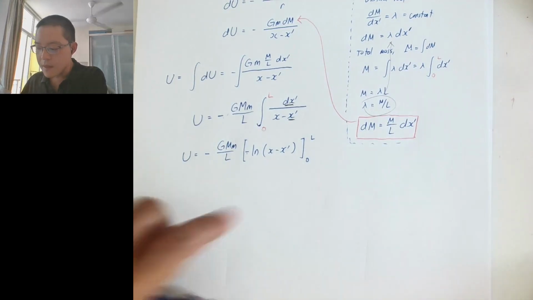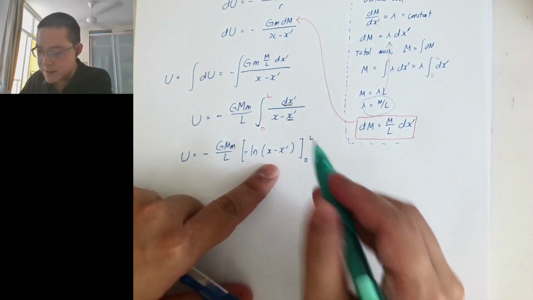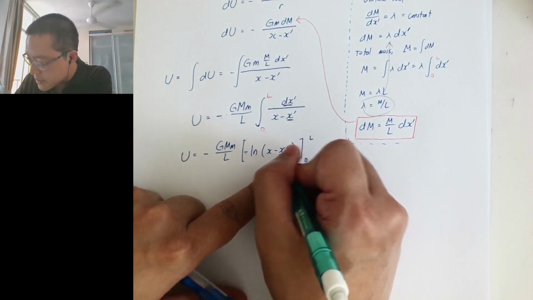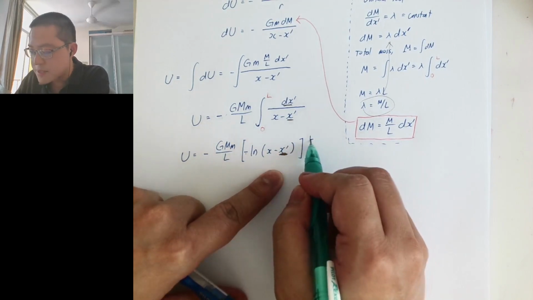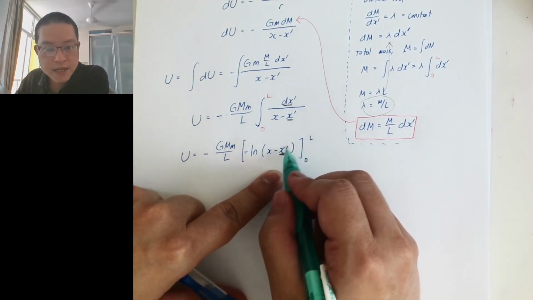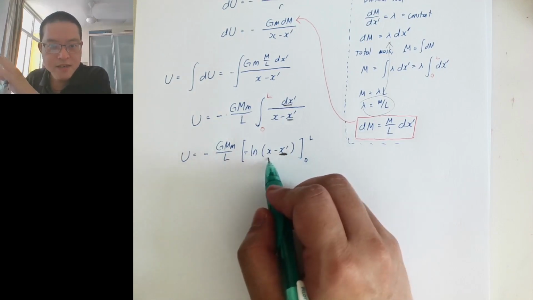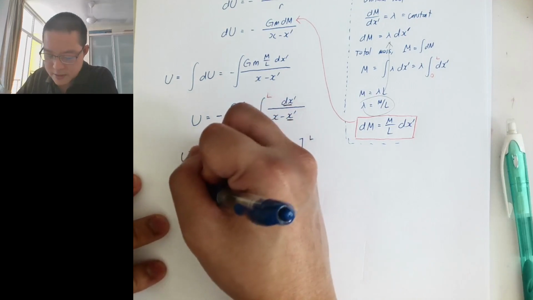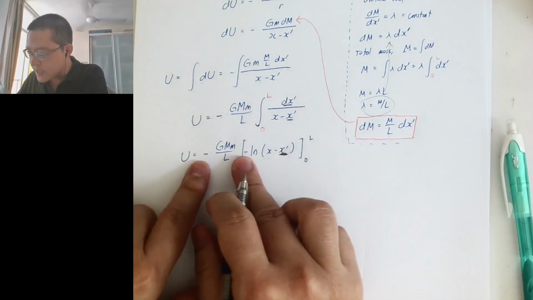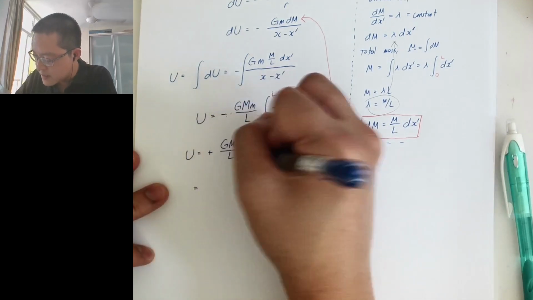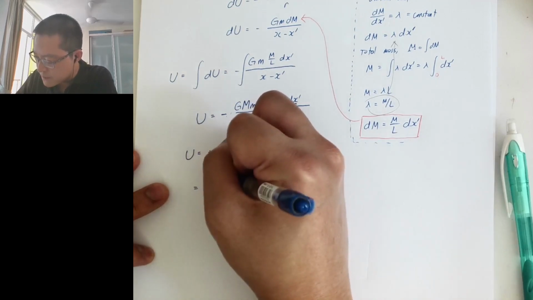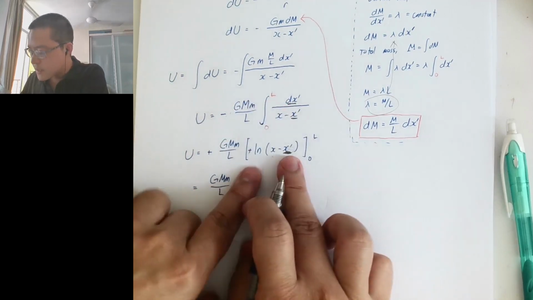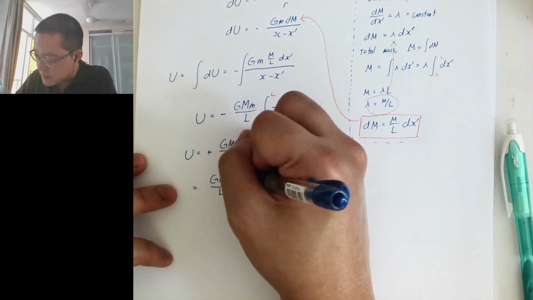Always remember, this is, again, careful, my integration variable is x prime. So if you substitute the limit, you put the limit here, not here. So let us put this limit in. First of all, there are two minus signs, so they take care of each other. So I got GMm over L, and then we substitute in the limit.